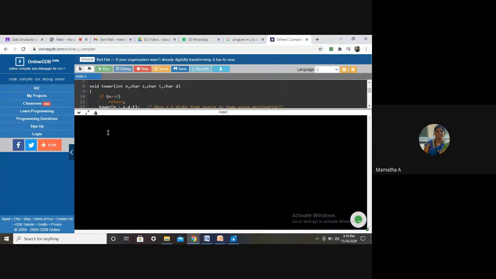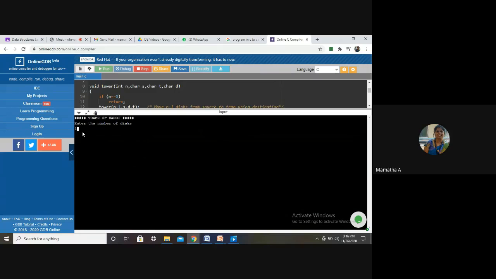A commonly asked question in your viva: they will ask you, can I have more than 3 pegs? What will you answer? Yes, you can have more than 3 pegs. I'm not talking about the real peg; I'm talking about the Tower of Hanoi peg, students.